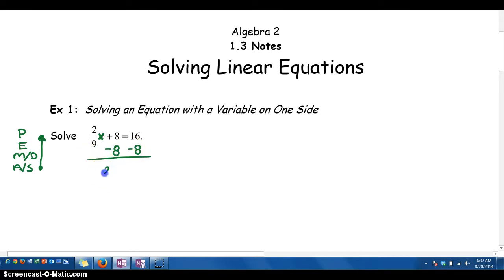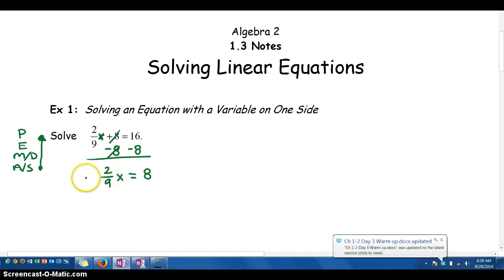And we end up getting 2/9 times x. Positive 8 minus 8 cancels out. We have an equal sign, and we have 16 minus 8, which happens to be 8 as well. Now the last thing I see is a multiplication of a fraction with the variable. So I'm going to go ahead and multiply by its reciprocal. So the reciprocal of 2/9 is 9 over 2. I'm going to go ahead and multiply that on both sides.